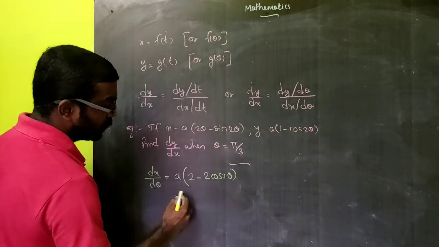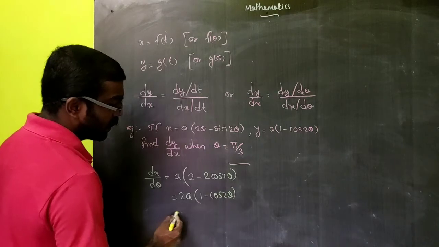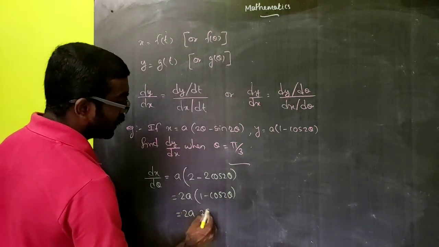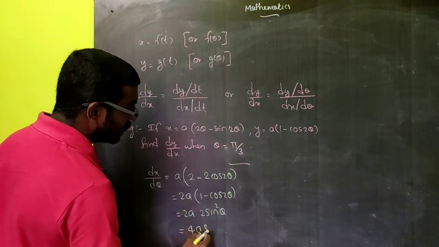From this we can take one 2 common. So 2a into (1 minus cos 2 theta). And we have a trigonometry formula: 1 minus cos 2 theta is 2 sin square theta. 2 twos are 4. So 4a sin square theta.